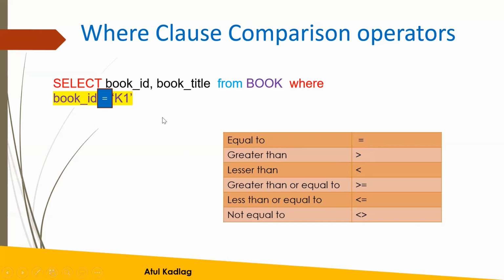Suppose you want to retrieve a sales quantity from a sales table which is greater than 10. At that time you can mention the greater than sign, or if you want to retrieve the data where sales quantity is greater than or equal to 50, then you can mention greater than or equal to 50. That way you can change this operator, depending upon how we want to display the data. For this purpose we can use these different operators.